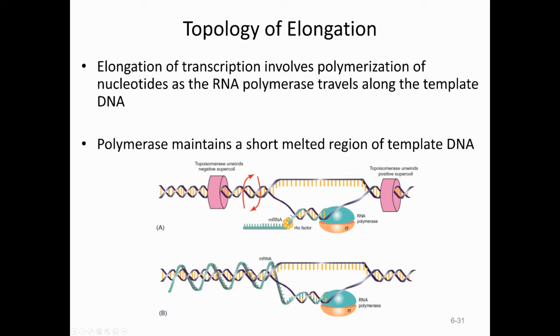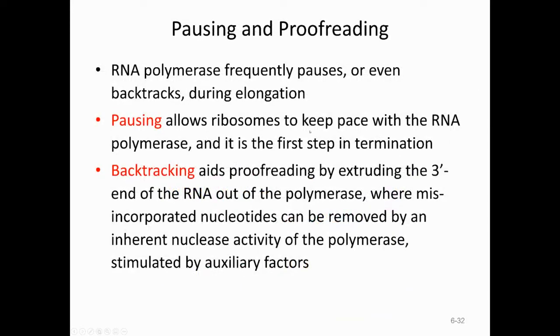Okay, so that's the topology. And during the transcription elongation, the RNA polymerase frequently pauses and backtracks. Pausing means they allow the ribosome to keep pace with the RNA polymerase, because in the prokaryotic cell, as soon as you synthesize a new messenger RNA, the ribosome binds and starts the translation immediately. And backtracking is basically for proofreading.